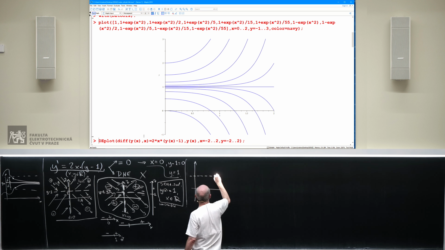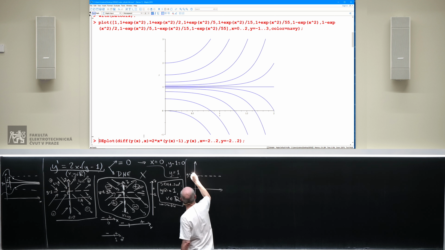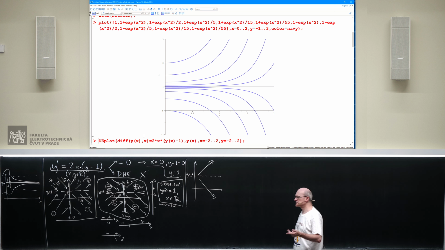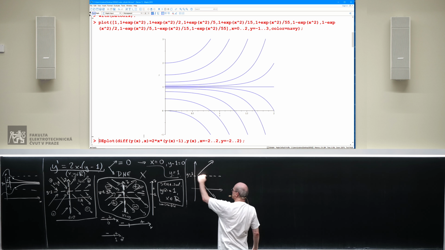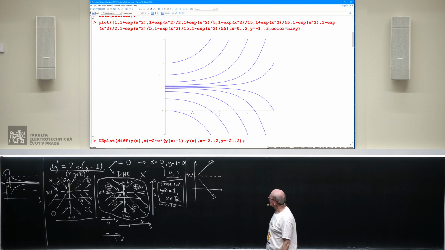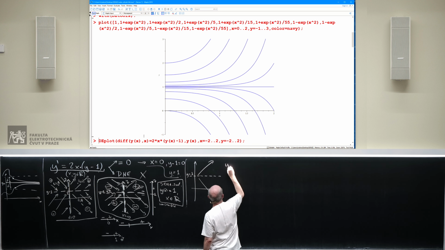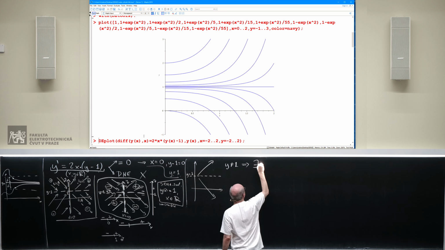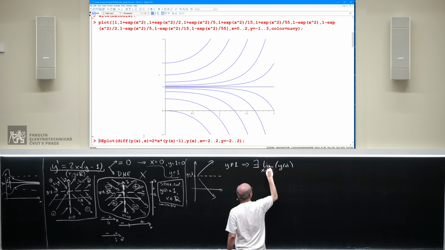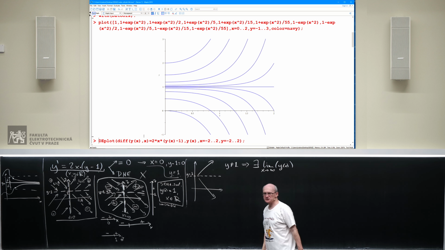There is the stationary solution, y is equal to 1, and the solutions go like that if they are above or below. So there are three distinct families of solutions. The stationary solution 1, increasing solutions, decreasing solutions. What does it mean? Well, it means that if some solution is not equal to 1, then it must have a limit at infinity. And that's an important consideration when you are analyzing solutions.